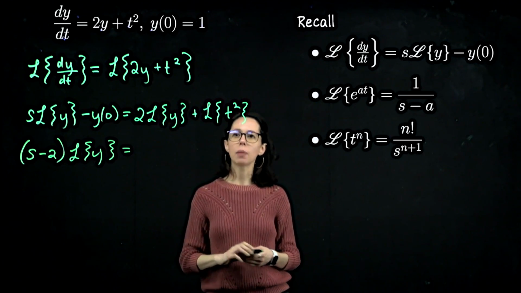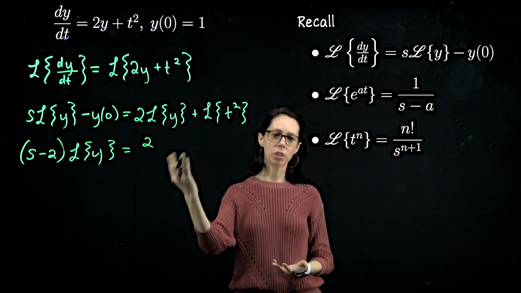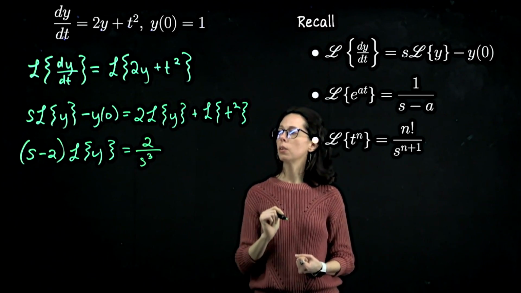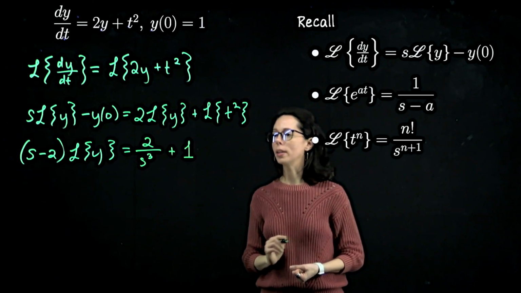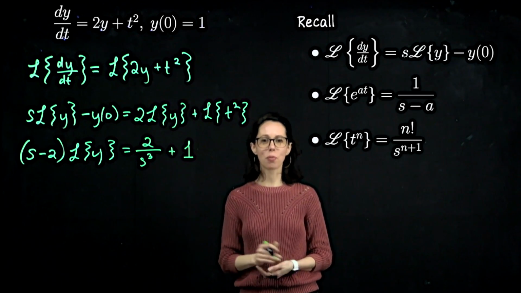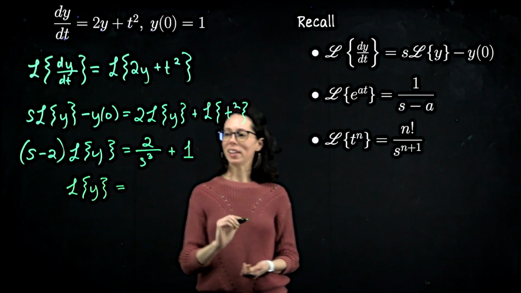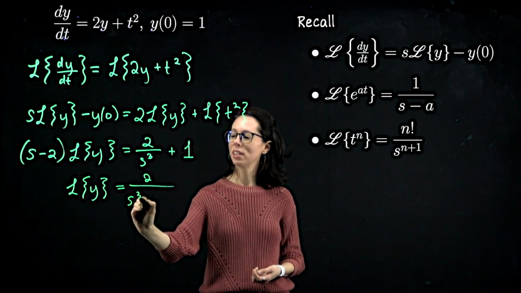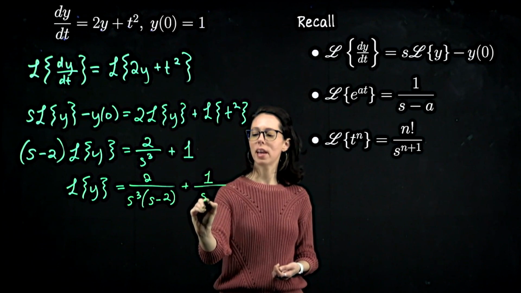And then over here, let me write the Laplace transform of t squared first. We know that's 2 factorial, which is 2, divided by s cubed, and then plus y evaluated at t equals 0, but we know from what we were given that that is 1. Okay, we keep going with our request to isolate the Laplace transform of y. The Laplace transform of y is, this is the bad part of doing this, 2 divided by s cubed times (s minus 2), plus 1 divided by (s minus 2).